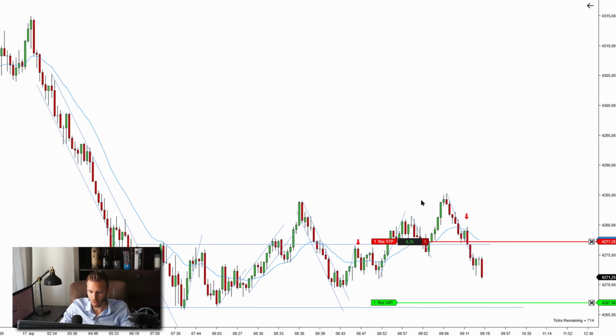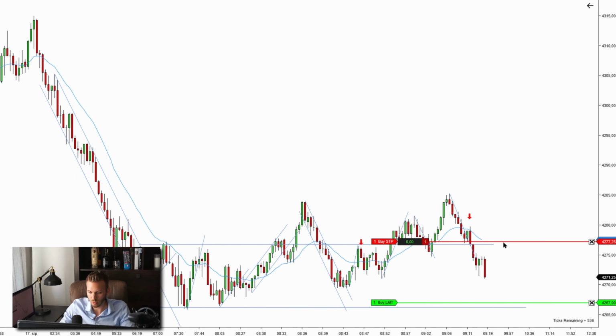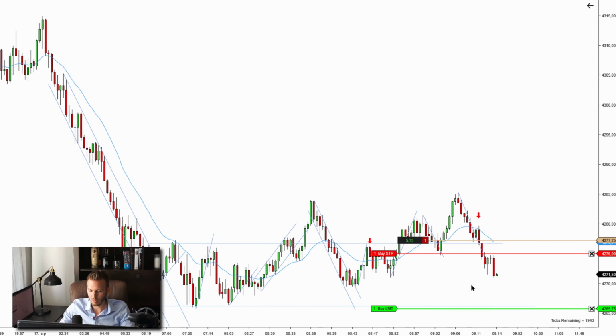You need to be careful. You cannot just fade the breakout. This is not a healthy trend range. I'm going to tighten the stop loss above this swing right here in case we have significant pullback.